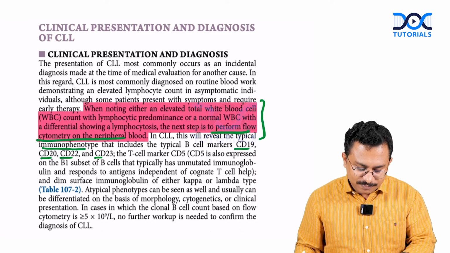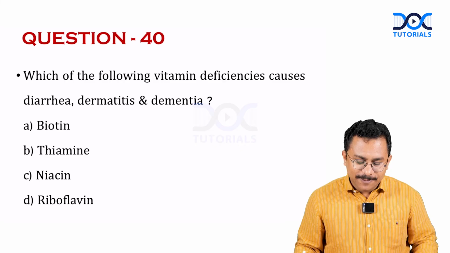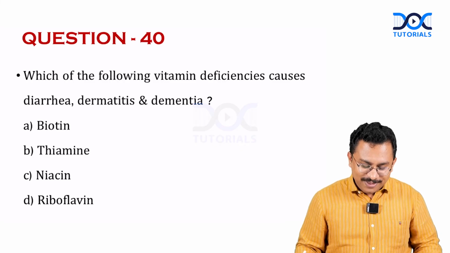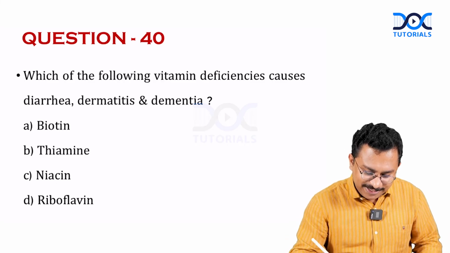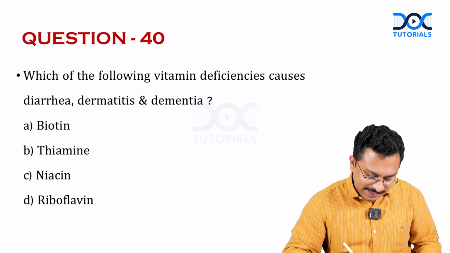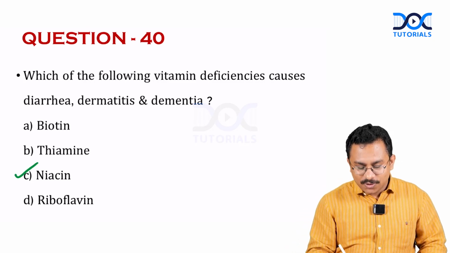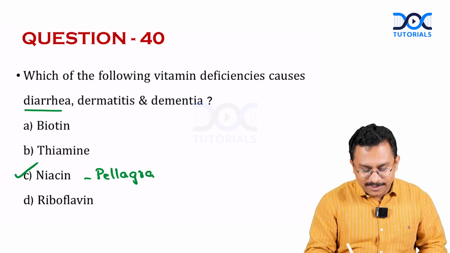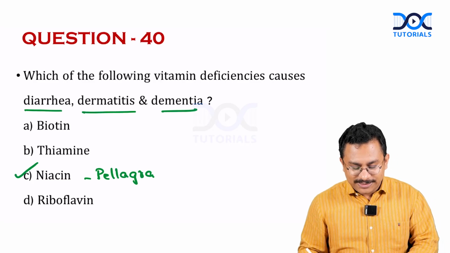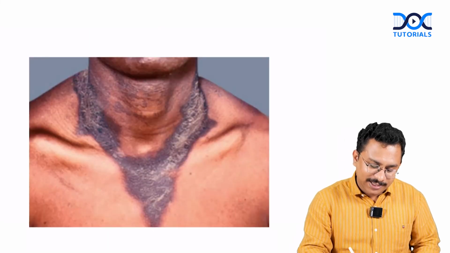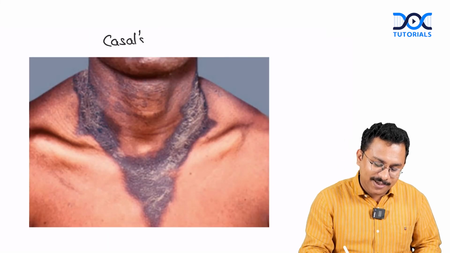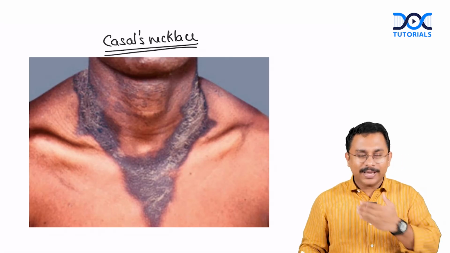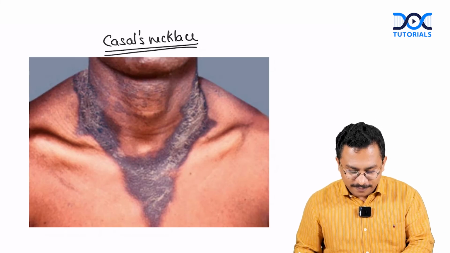Okay, right. Moving on to question number 40. Which of the following vitamin deficiencies causes diarrhea, dermatitis, dementia? Can it be anything simpler than this? Answer is the niacin deficiency, which leads on to pellagra, which is the characteristic triad of diarrhea, dermatitis and dementia. Another potential question is the pigmentation that can occur in a particular pattern known as Casal's necklace. You can see the pigmentation over this neck area in the form of a necklace.